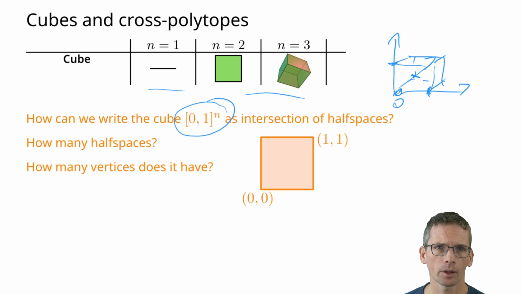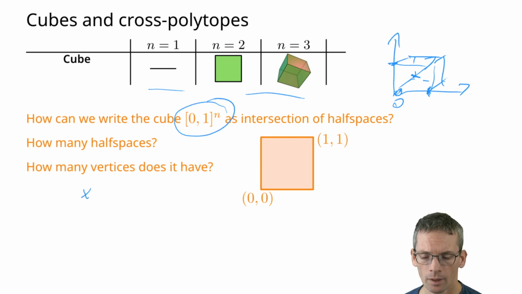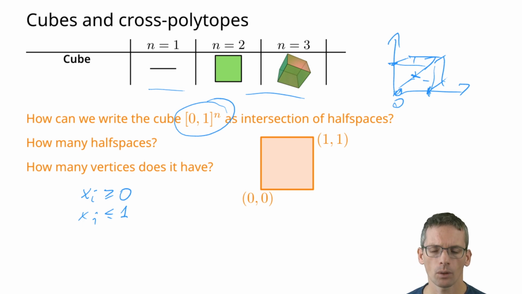So how could I define this cube as an intersection of half spaces? That's actually easy, because we just have to take the half space for each of the coordinates. We're going to say x_i should be larger or equal 0 and x_i should be smaller or equal 1. So those are the half spaces. If I do that for each of the dimensions, then this gives me a cube, or more specifically this cube. Now, what are the vertices?